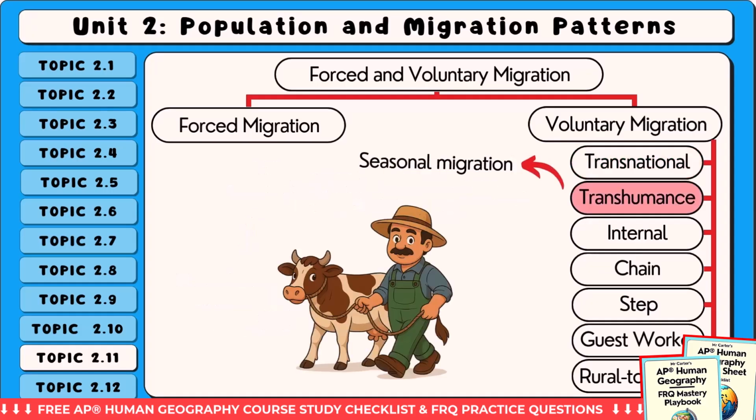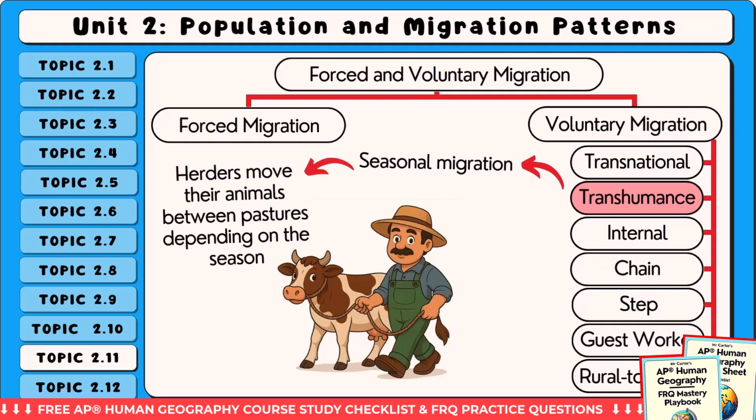Transhumance is a seasonal form of migration, usually connected to livestock and farming. Herders move their animals between pastures depending on the season, up into the mountains in summer and down into the valleys in winter. This form of migration is common in rural or traditional societies and is based on environmental conditions.